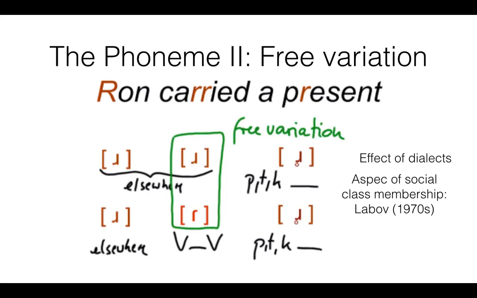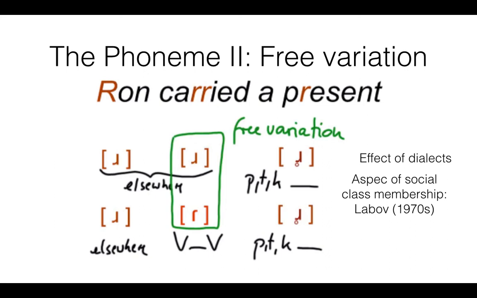Right? So again, carried. We have the same sound there, same environment. But we are not going to talk about minimal pairs here. We talk about free variation. So you have to be careful between these three. The first one, complementary distribution. The second one, minimal pair. And the third one is free variation.